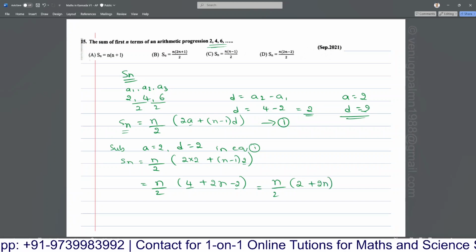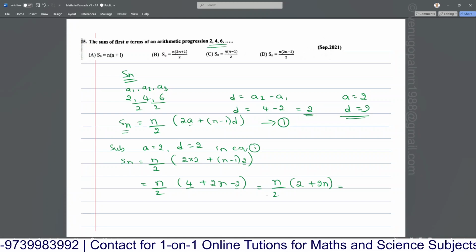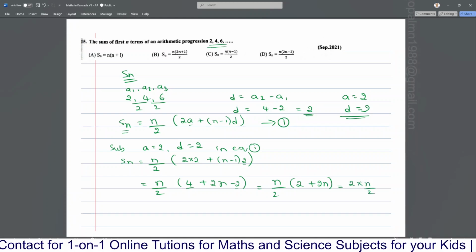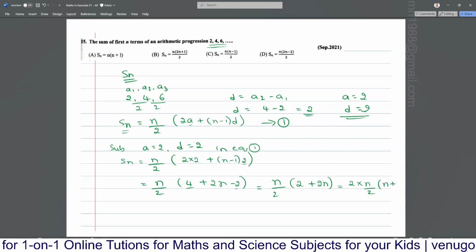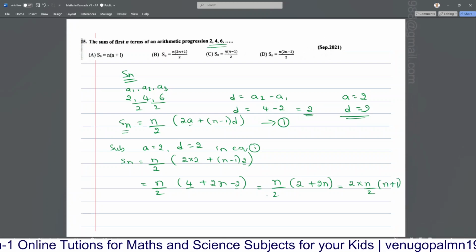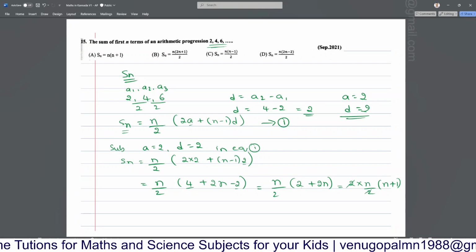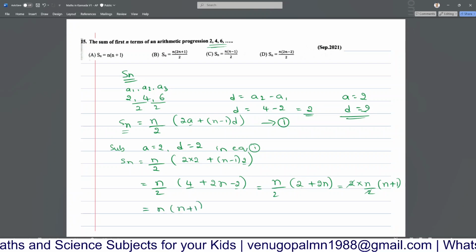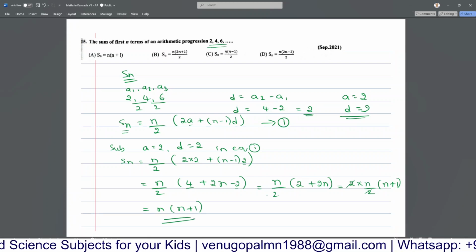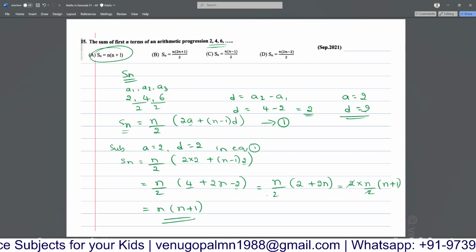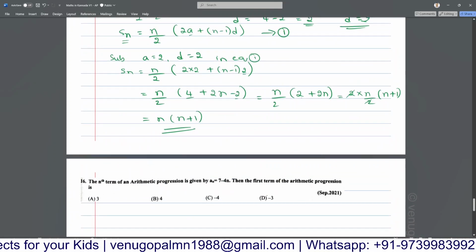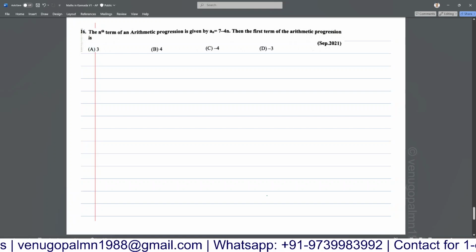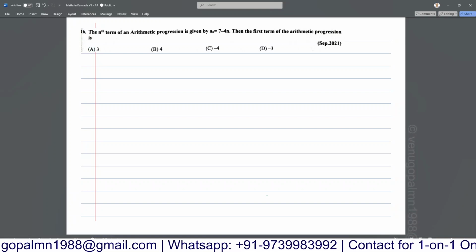Okay, and let us take 2 outside. 2 into (n by 2 plus n), which is n plus 1. Correct, this would be n and this would be 1. So 2 and 2 will get cancelled. The final answer would be n into (n plus 1) for this particular sequence. What is the right answer? The right answer is option 1. Okay, very simple, guys.